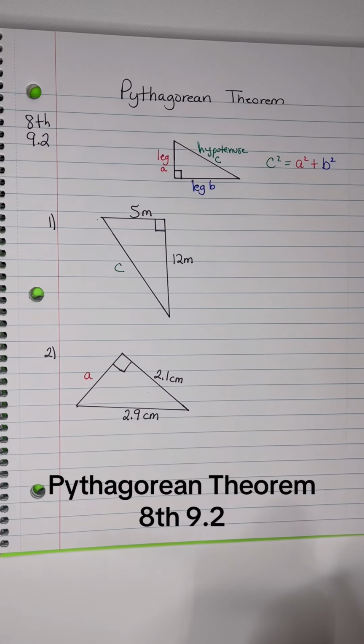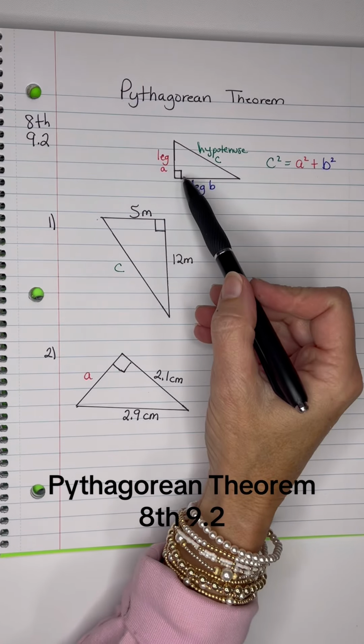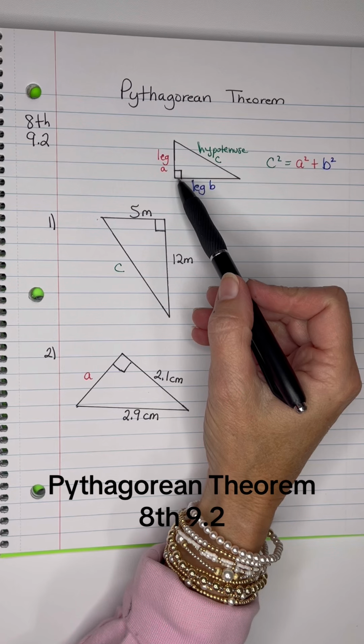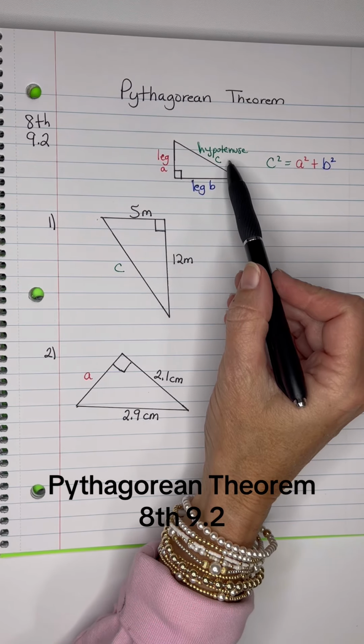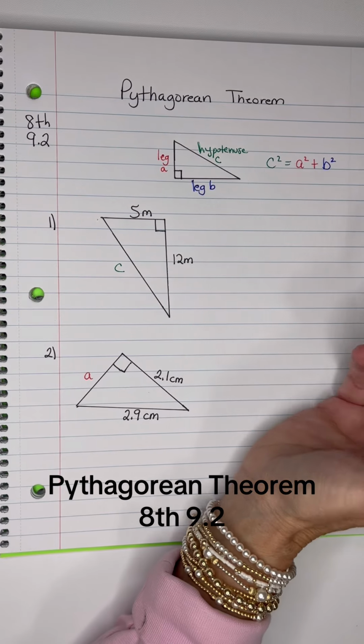The Pythagorean Theorem. In any right triangle, the sum of the squares of the lengths of the legs is equal to the square of the length of the hypotenuse. So c squared equals a squared plus b squared.